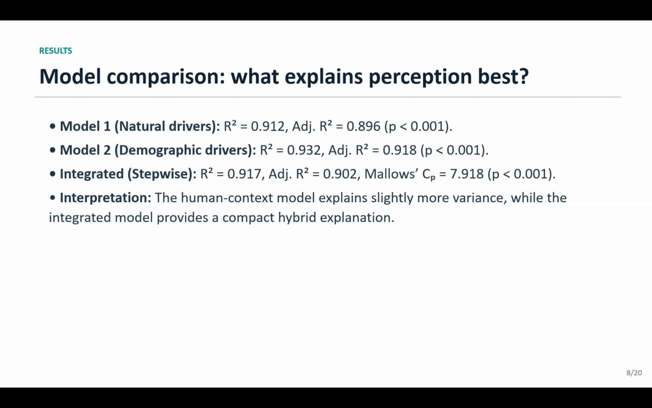And finally, the stepwise model is applied. Here we get an R squared value of 0.917 and adjusted R squared 0.98 with a Mallows' Cp value of 7.918. It indicates potential overfitting, but the model is okay.